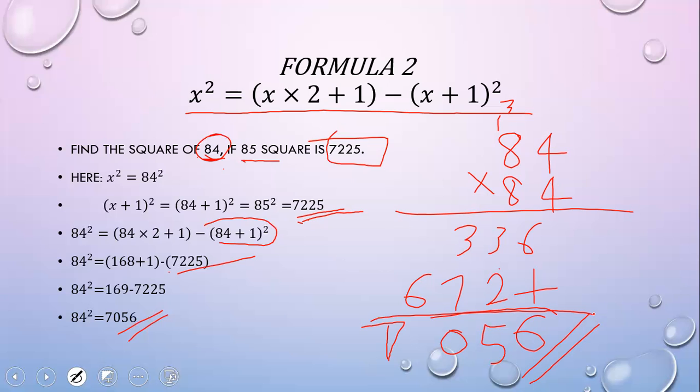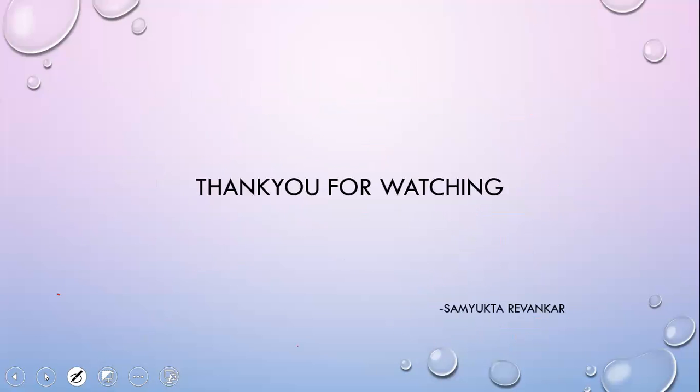And I hope you understood these formulas. If you have any queries, please let me know in the comment section down below.